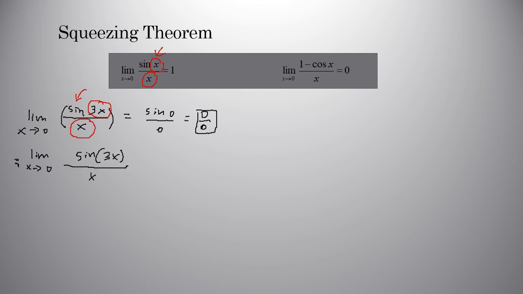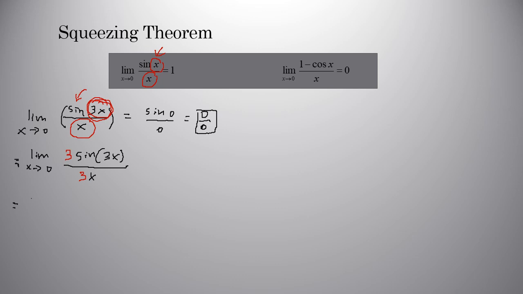So to make the function in the denominator the same as the function in the trigonometric function, we need to multiply x by 3. In our denominator, multiply by 3. But we need to multiply the numerator by the same value, so in the numerator also multiply by 3.